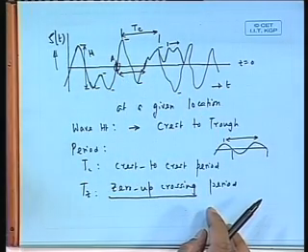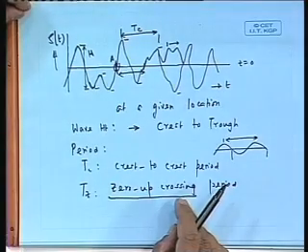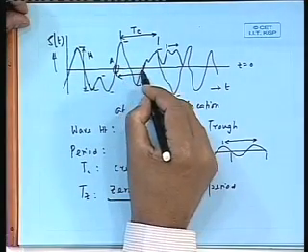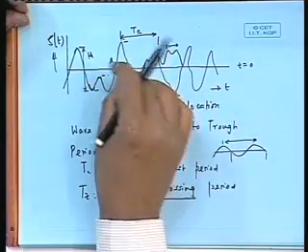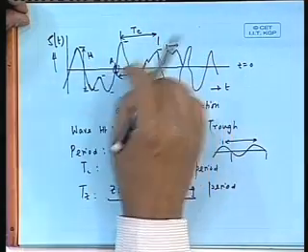When the signal is crossing the zero line in the upward direction, from that to the next interval where the signal is crossing upward, this is called the zero upcrossing period. So as far as period is concerned, you can have crest to crest or zero upcrossing.